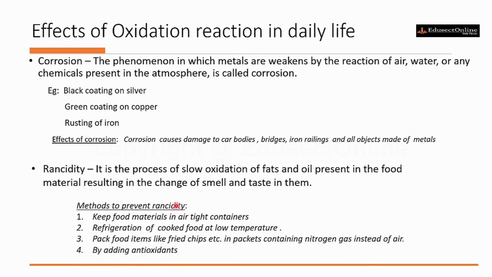Methods to prevent rancidity. They are: we can keep food materials in airtight containers. Next, refrigeration of cooked food at low temperature. Next, pack food items like fried chips or wafers, etc. in packets containing nitrogen gas instead of air. And it can also be prevented by adding antioxidants. So this rancidity can be prevented by these methods.